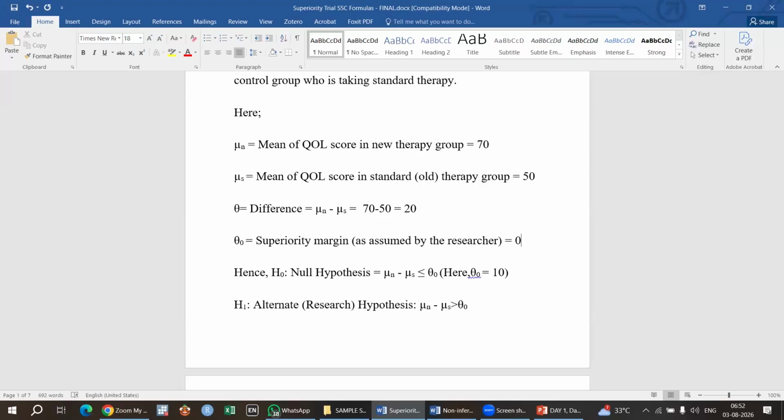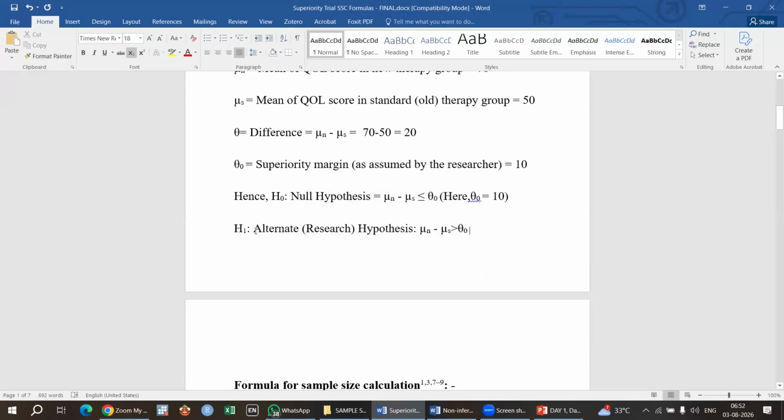Got it? So in this case, it is 10. Okay, please see this. So this is our null hypothesis and alternate hypothesis. What will be our alternate hypothesis? Because we have decided the superiority margin as 10, it means the difference between new treatment and standard treatment must be greater than this superiority margin, must be greater than this 10. This is our alternate hypothesis in this case.